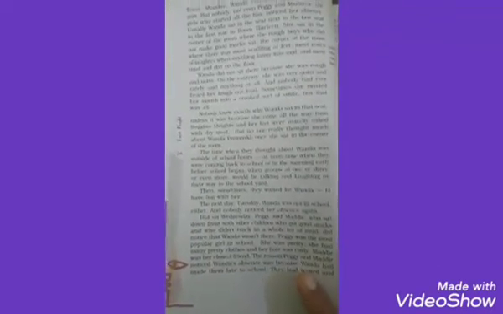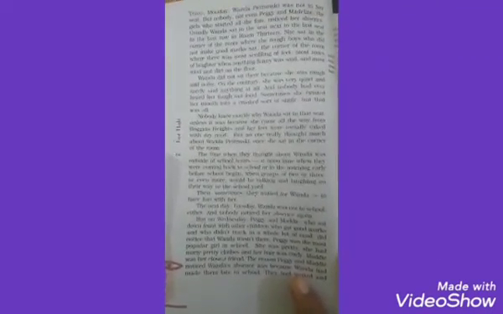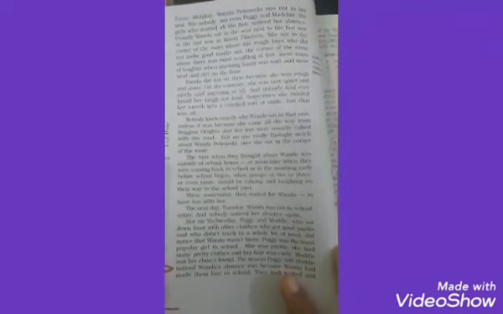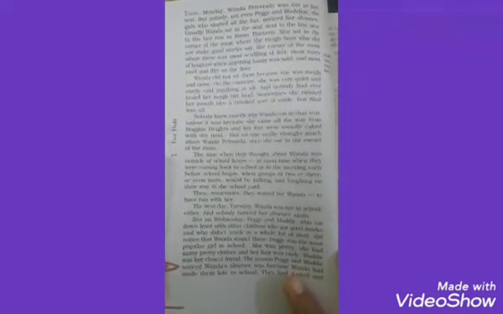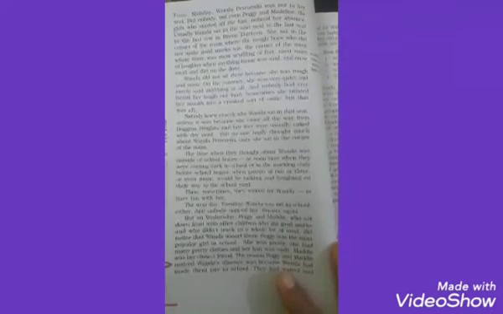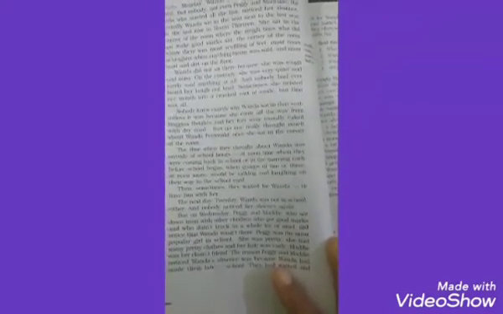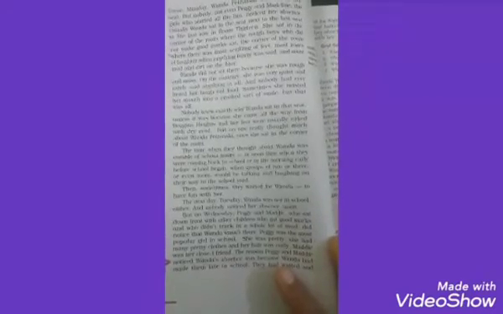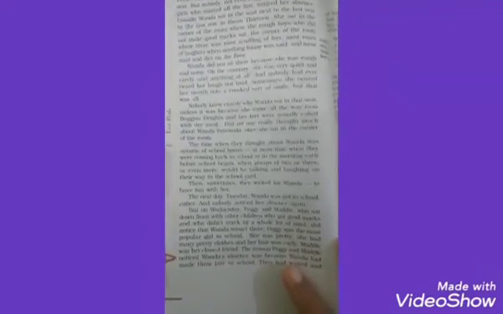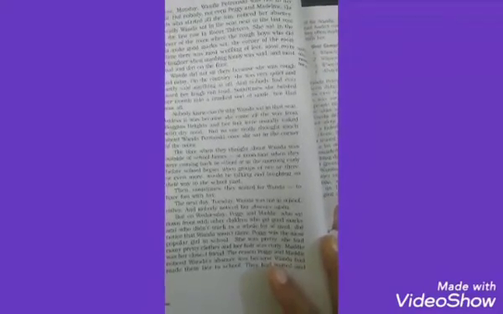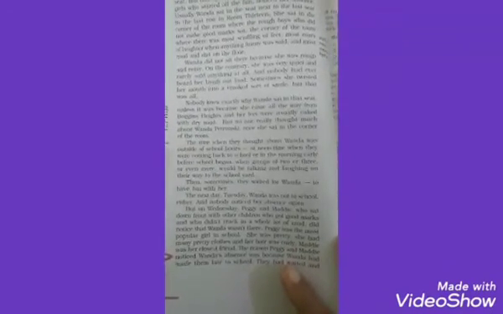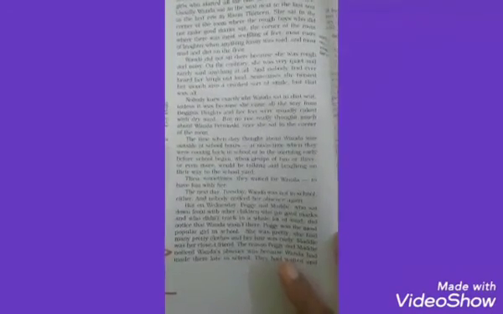Although Wanda used to sit with the boys who were quite rough and made a lot of noise, this girl was very shy. She did not make any noise. She was very quiet, and nobody had heard her laughing loudly. It was only sometimes that she twisted her mouth, and that was just to smile. Other than that, she was a very quiet and shy girl.